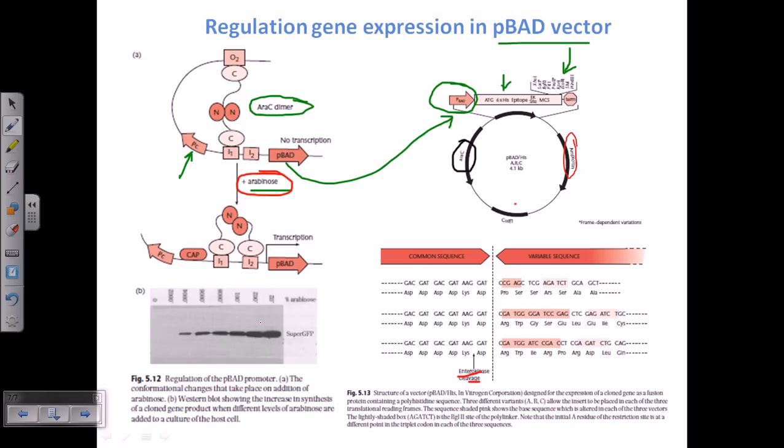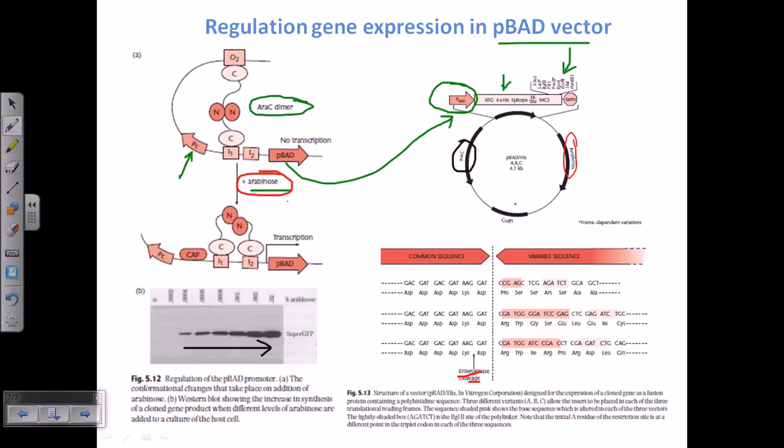Now in this picture this is a Western blot which is showing the increase in synthesis of a cloned gene product when different levels of arabinose are provided to the culture of host cell. From the beginning very few amount of arabinose is provided, so the expression of our desired gene is very less. In this first one there is no arabinose provided, so no expression of our desired gene is seen. Then the little arabinose, little expression, and as we are increasing the percentage of arabinose inside the medium, the expression of our desired gene is getting increased. So that is telling us that arabinose is acting as a positive regulator or inducer of this pBad vector operon system.